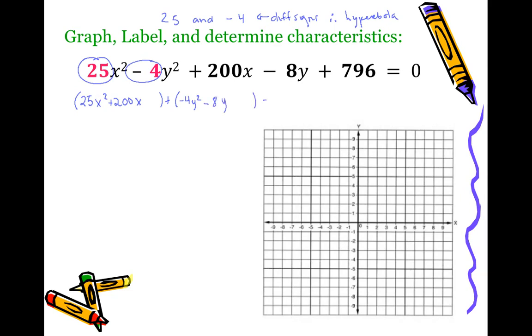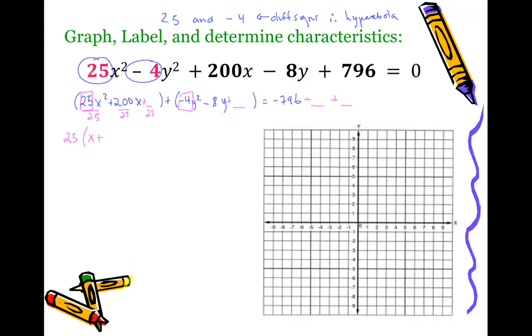Minus 8y equals -796. So just like what happened before when we dealt with ellipses, these coefficients, this 25 and this -4, are hindering our ability to complete the square. Right? So we know we're going to have to add something in, but we don't exactly know what, and it's hard to do it without factoring it out. So I'm going to divide everything here by 25, even that number I don't know. And you're going to be left with 25.